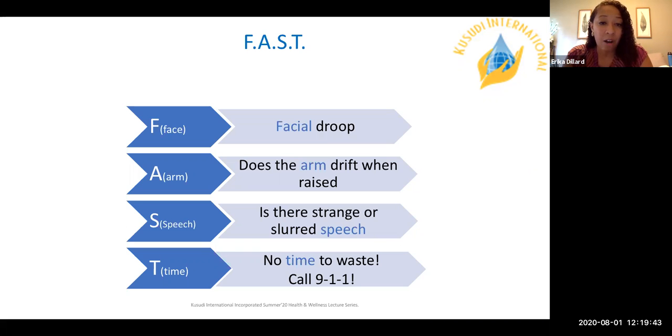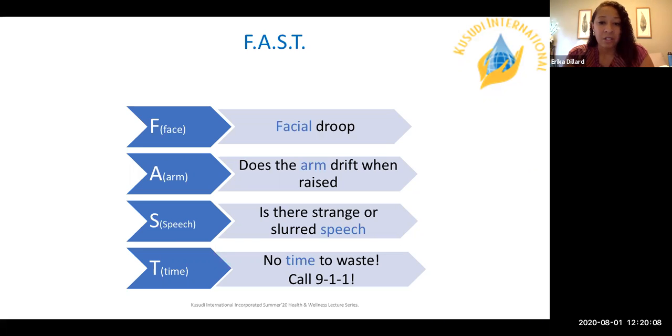A stands for arm. So if you ask someone to lift both of their arms, the range of weakness that can be observed could be anywhere from not being able to lift the arm at all, to being able to lift the arm and noticing a little bit of a drift down as a person tries to maintain the strength to hold both arms at the same level.